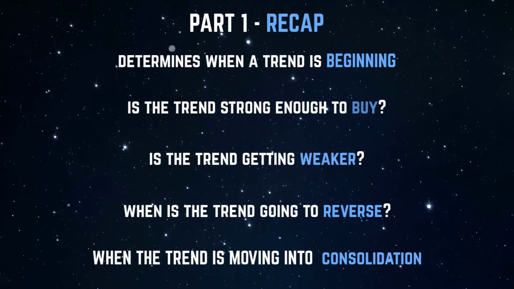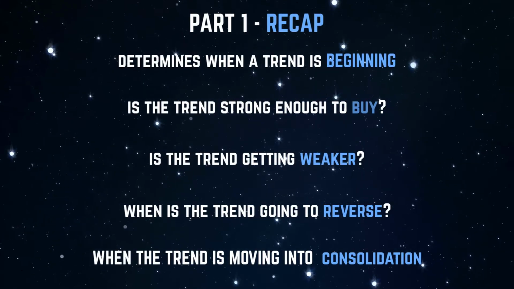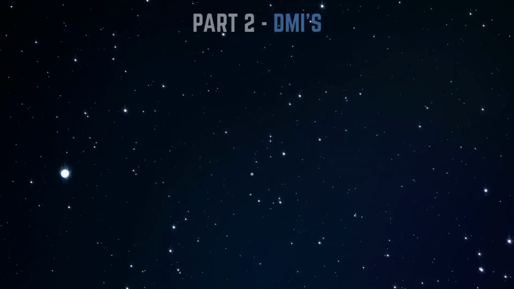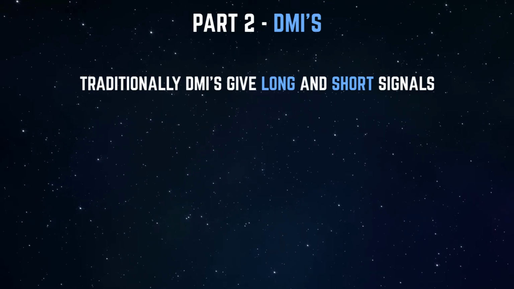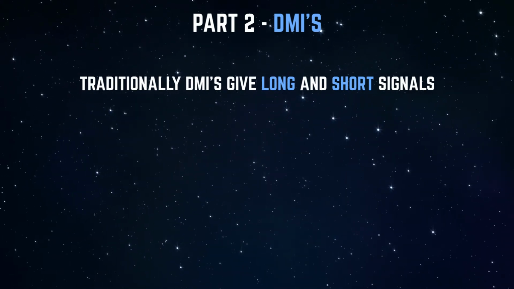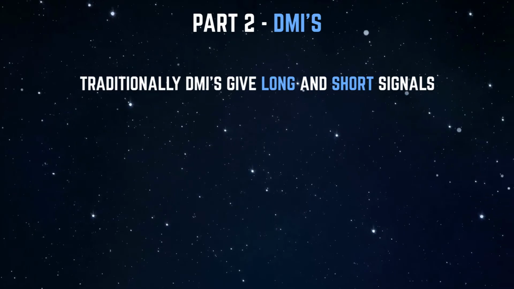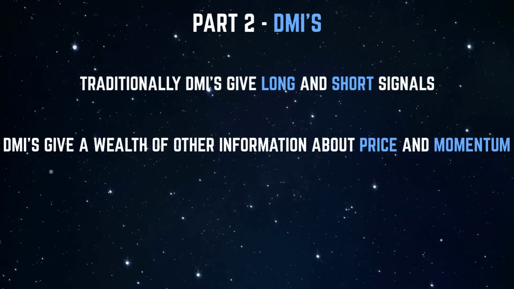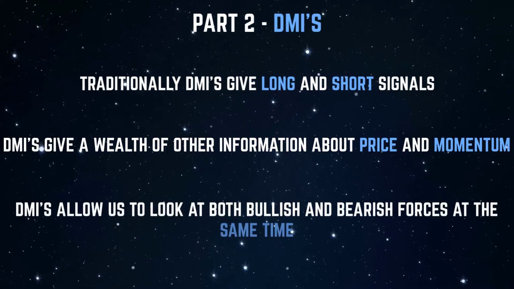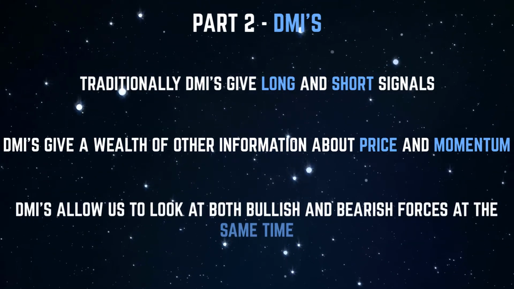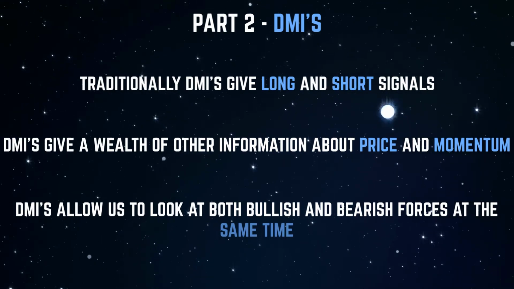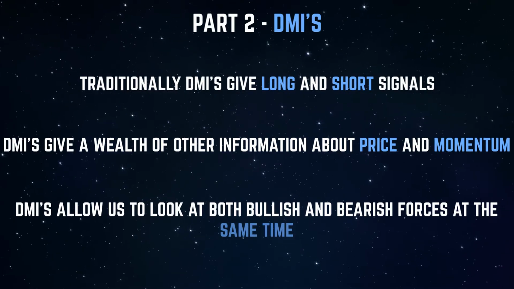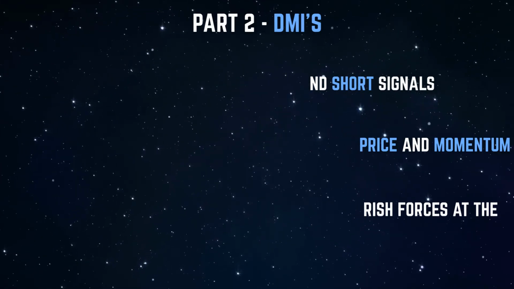For a quick recap of part 1, the following are the things that you learned how to do in the first part. Traditionally, the role of the DMIs is to give long and short signals using the DMI crossovers. DMIs give a wealth of other information about price and momentum. The DMIs allow us to look at both bullish and bearish forces at the same time. This is something that is unique to the ADX and the DMI and not present in many other indicators.